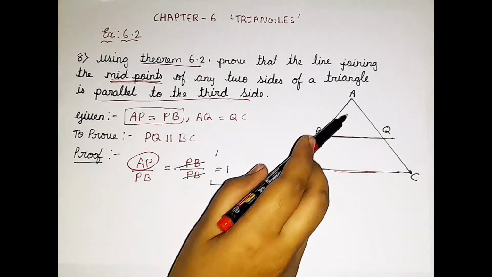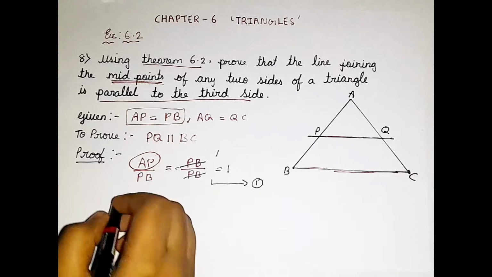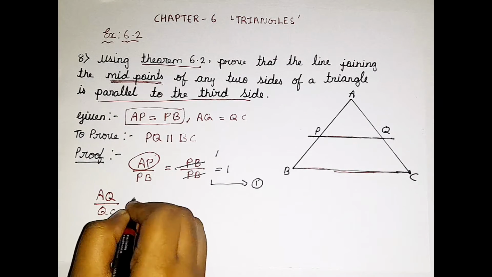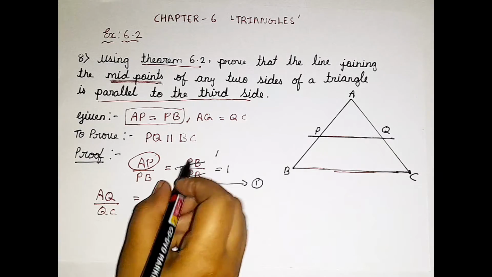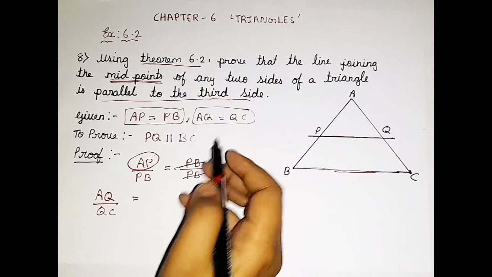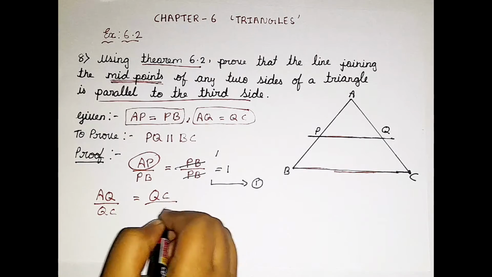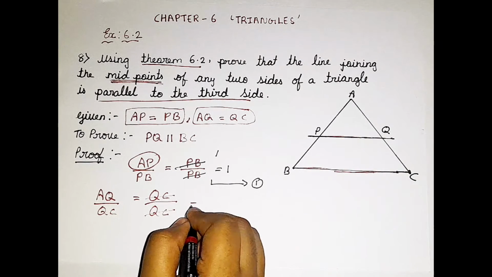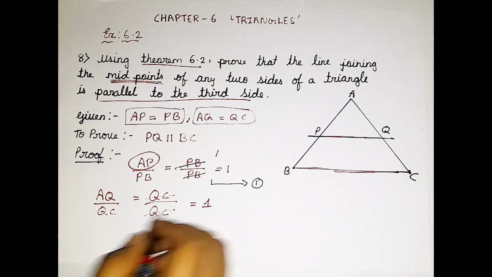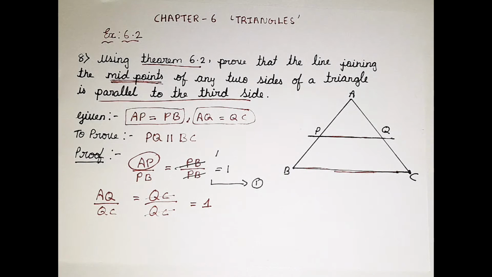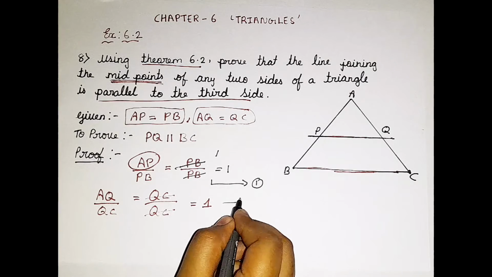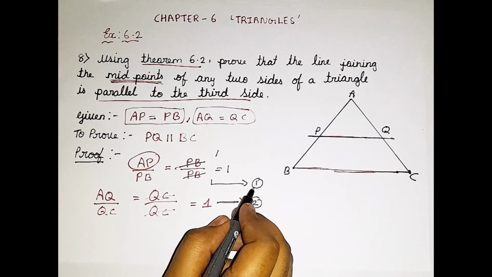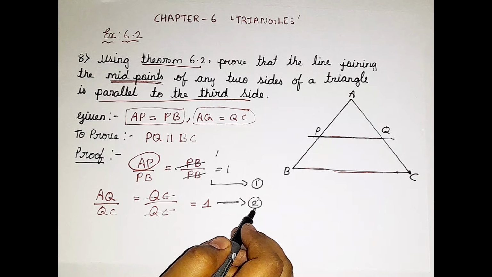I am going to be taking this side, that is AQ by QC. Here instead of AQ, I am going to be writing QC because it is mentioned in the question. Now we can cancel it, and when we cancel it, we get 1. Am I right? So we can take it as equation number 2. Alright. So finally we got 2 equations, equation number 1 and equation number 2.